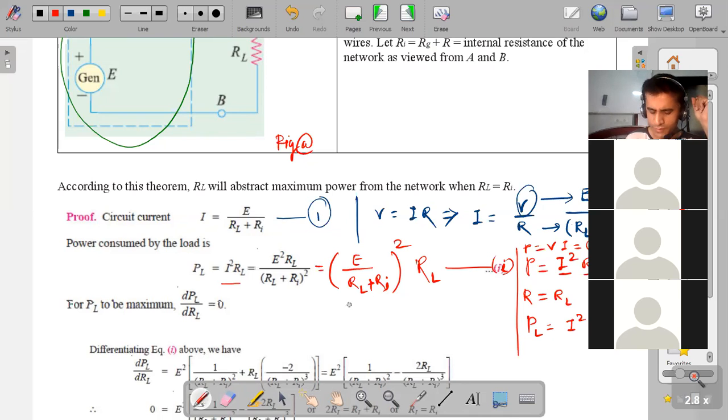Yes, understood, sir. Don't answer by heart. Okay. Therefore PL is the power consumed by load resistance RL, and that is equal to I square into RL. Put equation number 1 in this equation and you will get equation number 2, which is E square upon (RL plus Ri) bracket square, into RL.